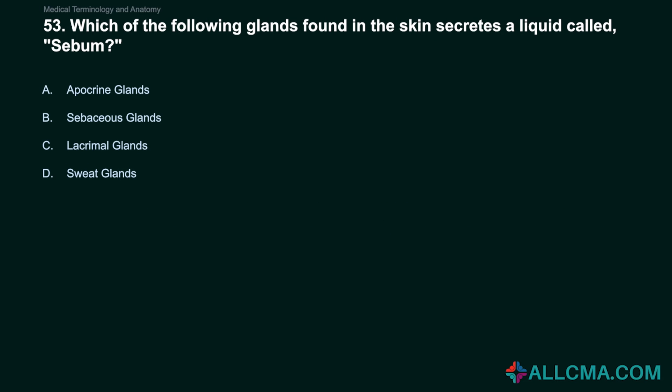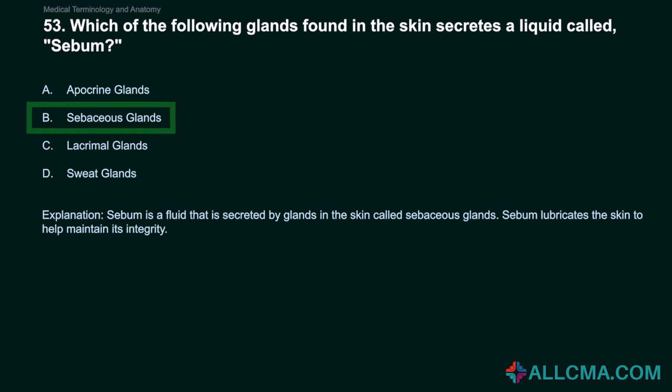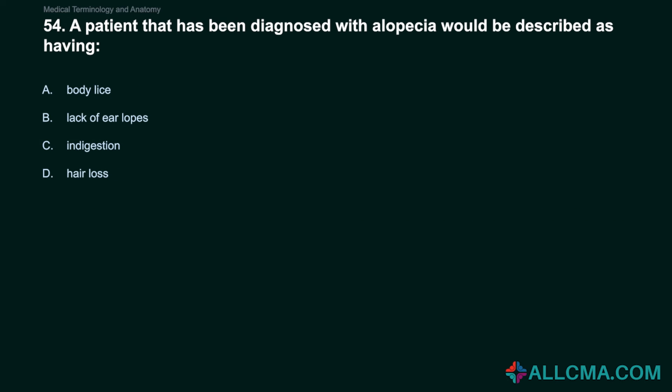53. Which of the following glands found in the skin secretes a liquid called sebum? A. Apocrine glands. B. Sebaceous glands. C. Lacrimal glands. D. Sweat glands. Correct answer, B. Sebaceous glands. Sebum is a fluid that is secreted by glands in the skin called sebaceous glands. Sebum lubricates the skin to help maintain its integrity.